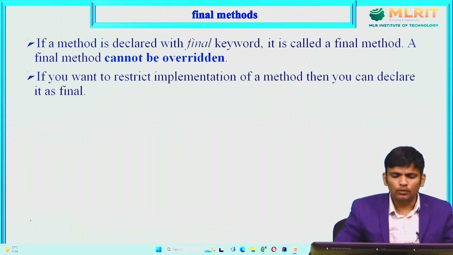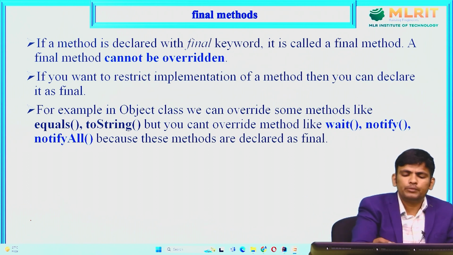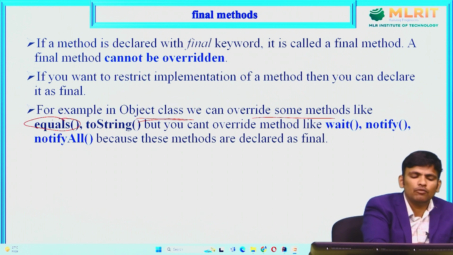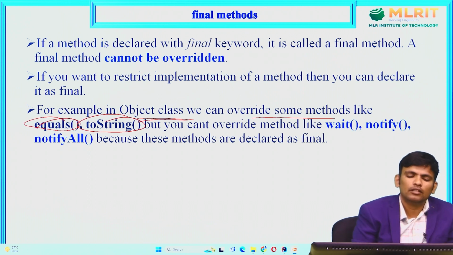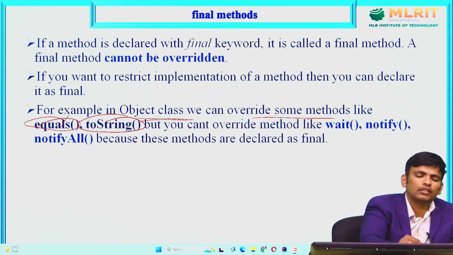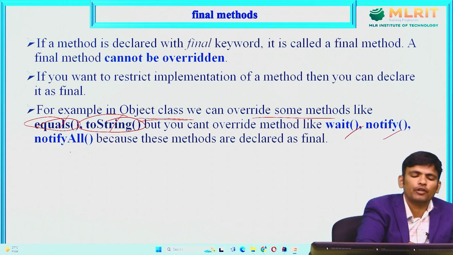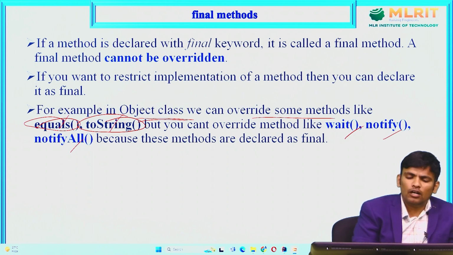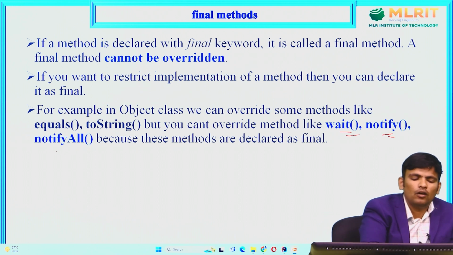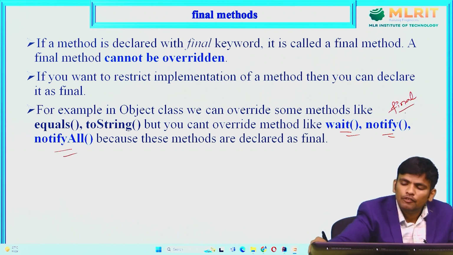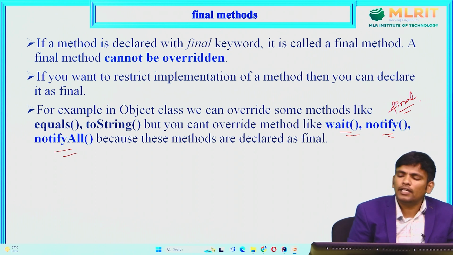A best example is the Object class. In the Object class we can override methods like the equals method and the toString method. The Object class has different kinds of methods like equals, toString, wait, notify, notifyAll. The equals and toString methods are normal methods, so we can override them, but wait and notifyAll are final methods. Final methods means overriding is not possible.